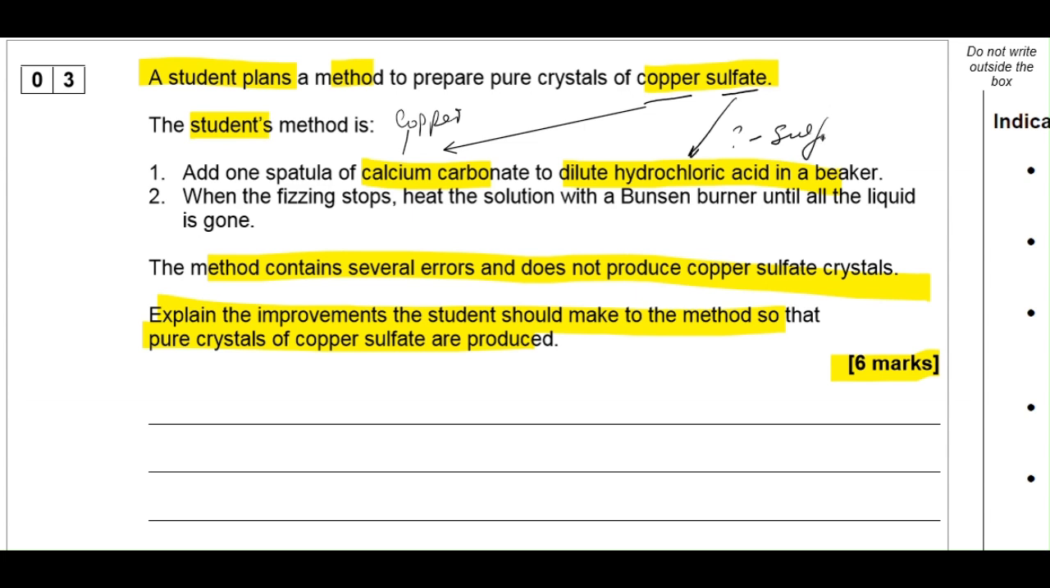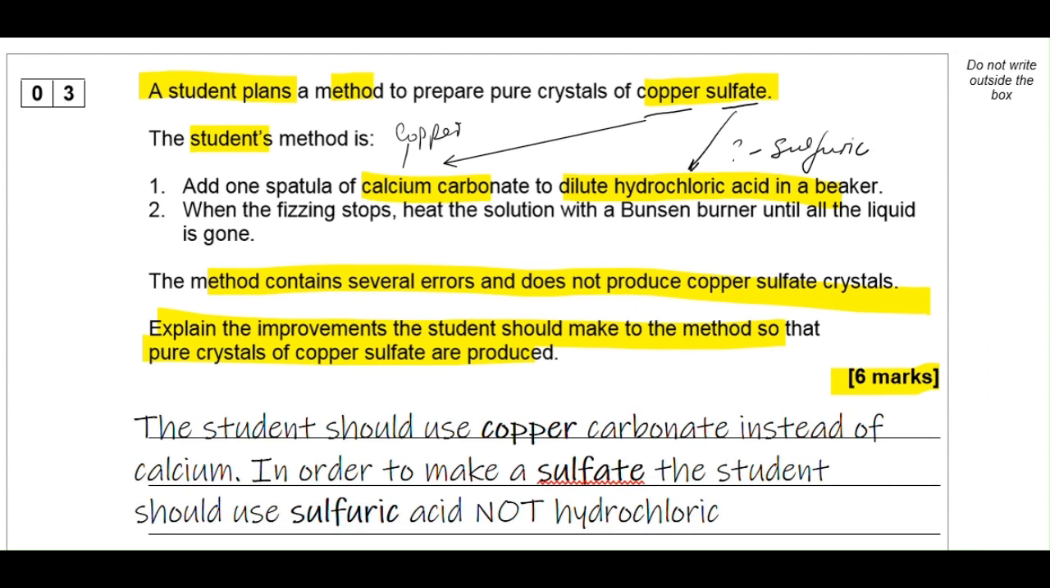So let's write down this first improvement. The student should use copper carbonate instead of calcium carbonate. In order to make a sulfate, the student should use sulfuric acid, not hydrochloric. Okay, let's look at number 2. It says add a spatula and when the fizzing stops, heat it.